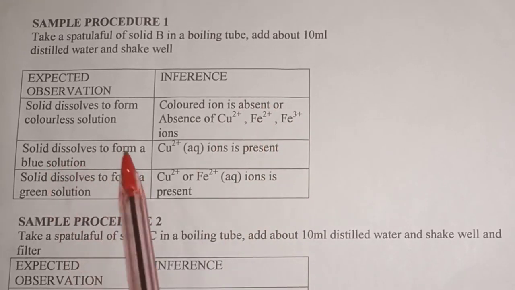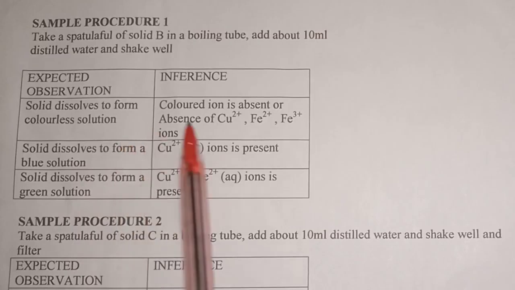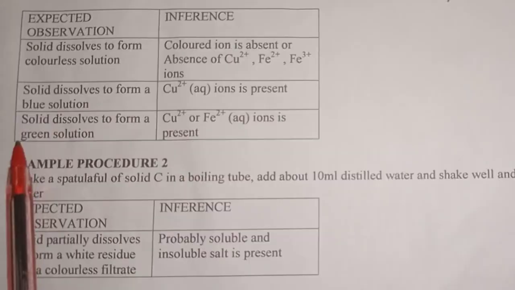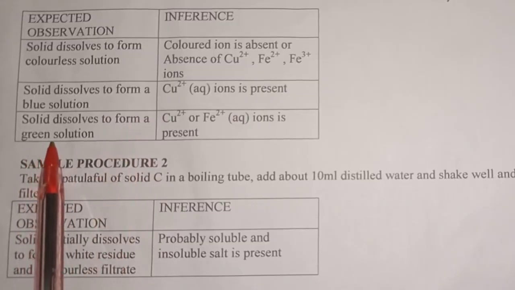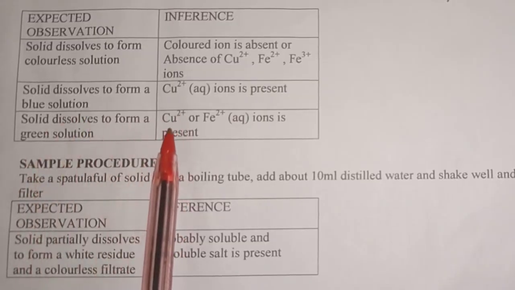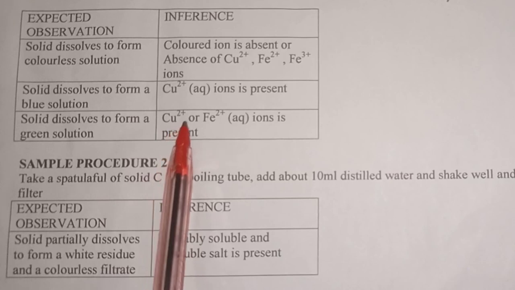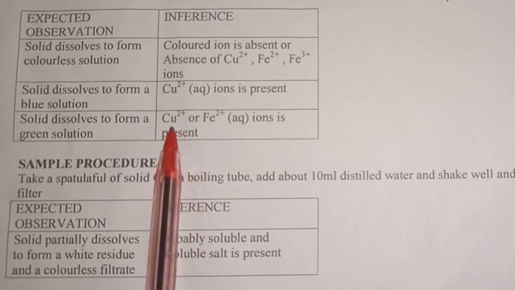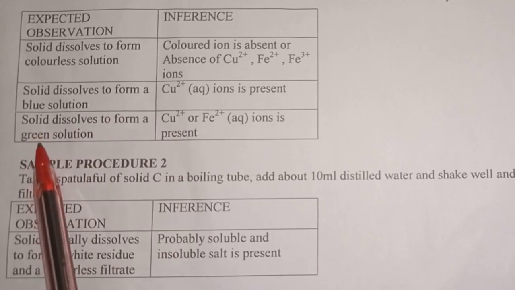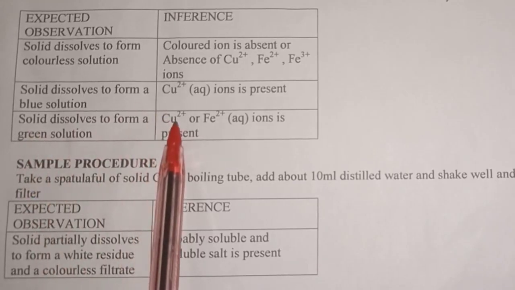Now, if you get solid dissolves to form a blue solution, then it means copper 2 ions present. Now, what if the solid dissolves in distilled water and it forms a green solution? Now, you need to know that it is copper 2 ions or iron 2 ions present. You see, there are some copper 2 salts which are green in color. So here you have to also mention it.